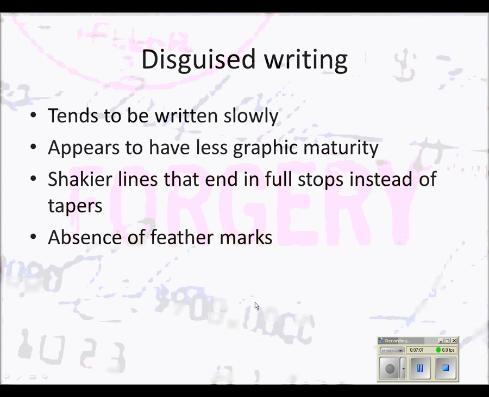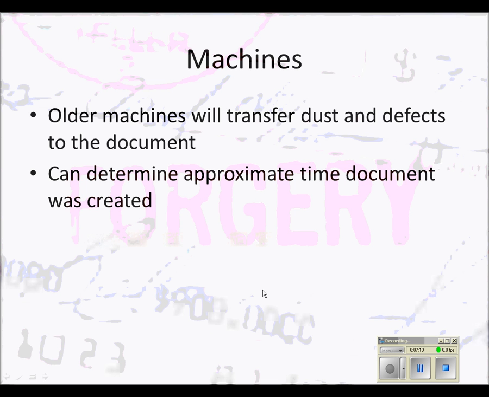If somebody tries to disguise writing, it's probably going to be written a little bit more slowly, so you're going to have those shaky lines, less graphic maturity, and absence of those feather marks coming off the ends of the words. We can also look at machines. If a document does not have transfer dust and defects from an old machine and it's supposed to be an older document, then it's possibly a fake. You can determine an approximate time the document was created from the machine that it was created on, if it was created by a machine, the type of ink used, the type of paper used, even the way the paper was folded.